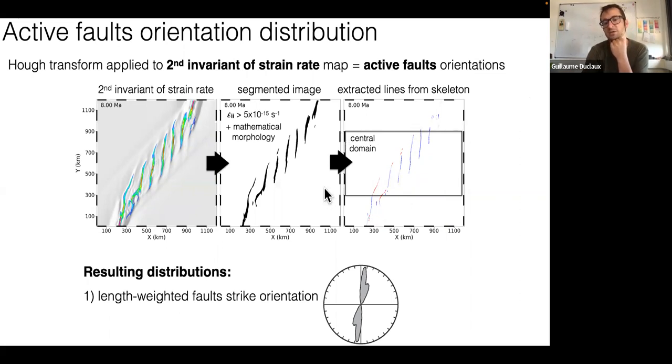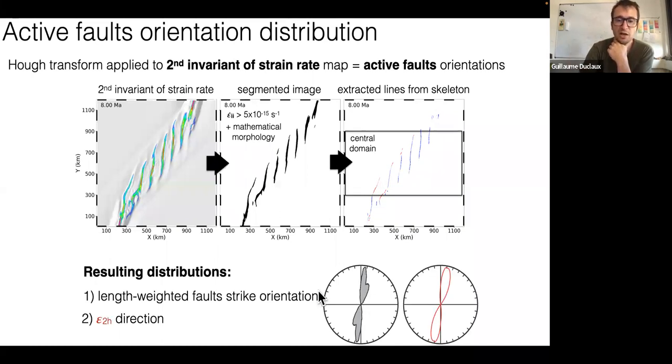And I only did that for the central domain to avoid any problem with the edges of my model, which are free slip, so they tend to force the system a little bit, right? And so I create this nice sort of rose diagram with faults which are scaled based on the length of the fault and the orientation. And because it's a numerical model, I can also compute the horizontal stress eigenvector, sigma 2, that will be the direction of propagation of the fault according to an Andersonian theory, if you want.